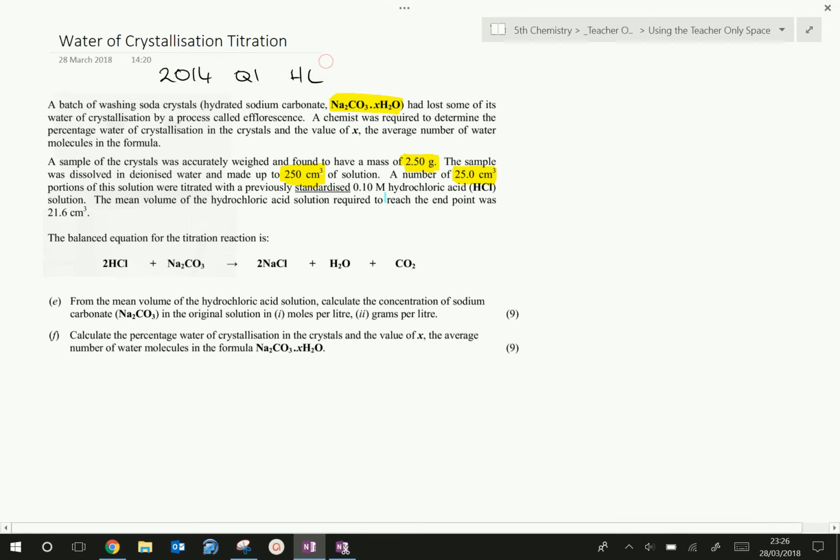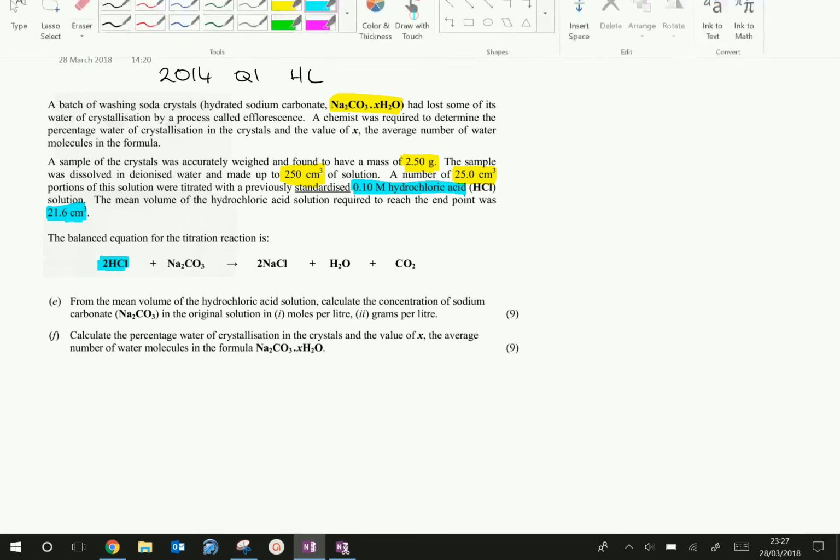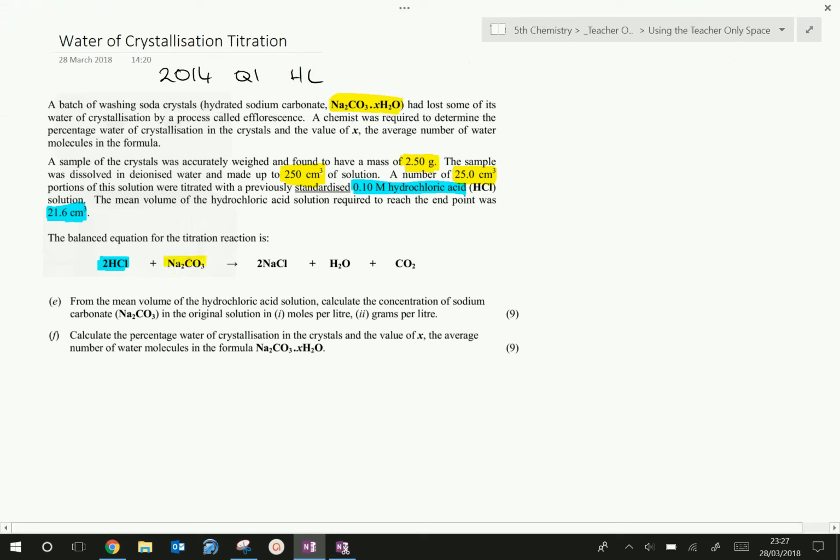So that's my next solution now. So I have 0.1 molar hydrochloric acid. And the mean volume of hydrochloric acid solution required to reach the endpoint was 21.6 mils. So that belongs to the hydrochloric acid as well. So I'm just going to match those up to their chemicals in the balanced equation. And then we can go on to the actual questions, what we're being asked to do.